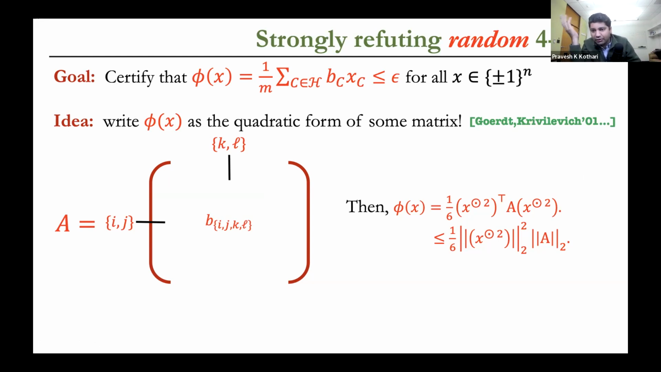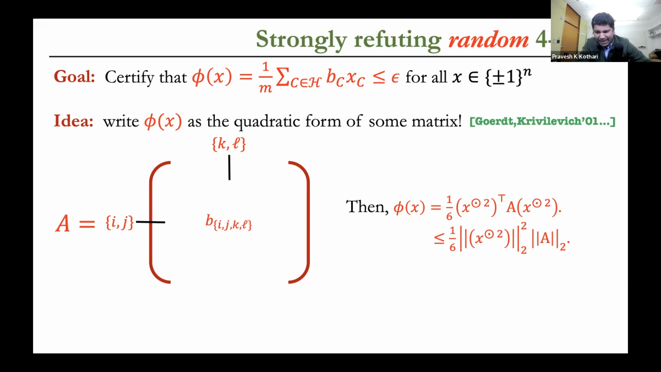So given this vector of monomials, it's actually very, very easy to verify that phi x is simply the quadratic form of this matrix A on X circle 2. And because for a given ijkl, there are like 6 different ways it can arise, I'm just scaling it down by 1/6. That's it. Okay.